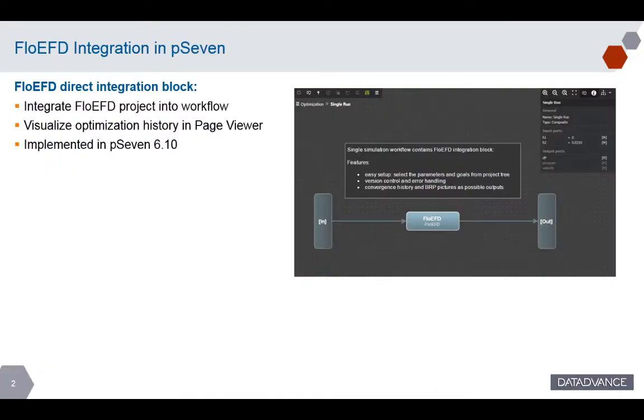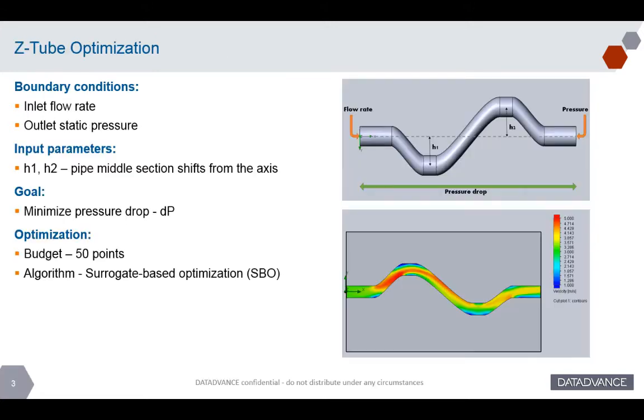In pSeven 6.10, the new FloEFD direct integration block was introduced that allows you to directly integrate FloEFD projects into the workflow, and also it allows you to save screenshots and visualize optimization history in PageViewer, our post-processing tool. For showcasing this new feature, we will use the simple example of Z-tube optimization.